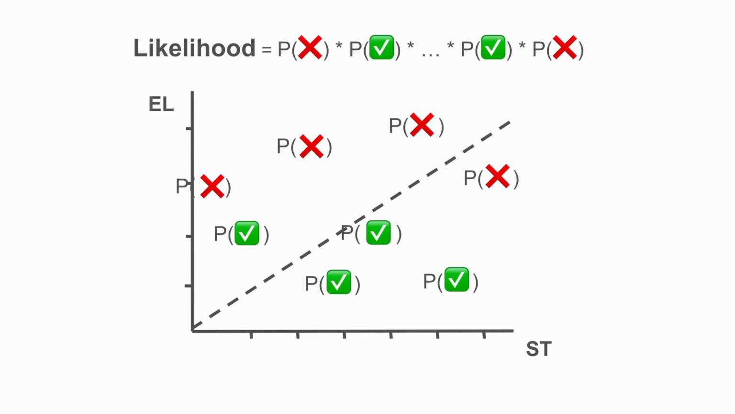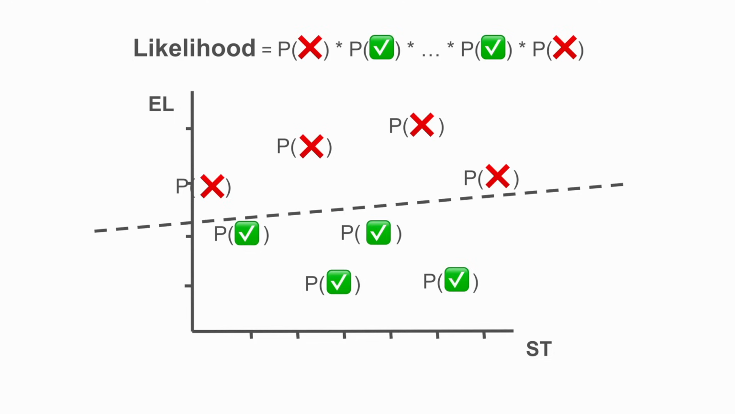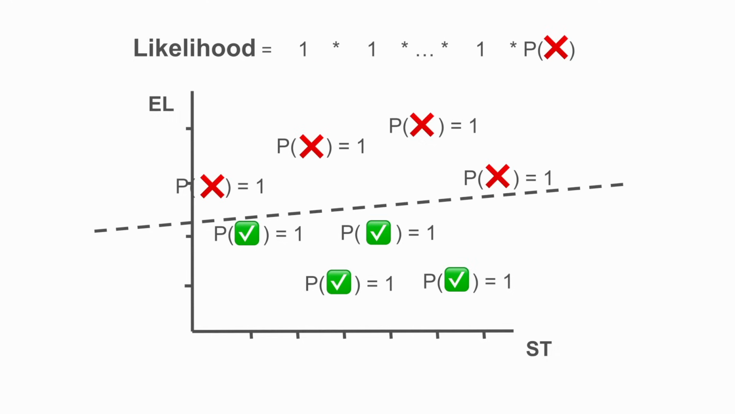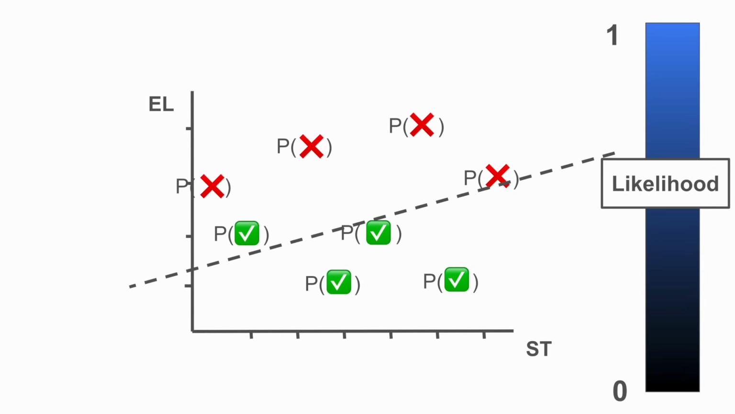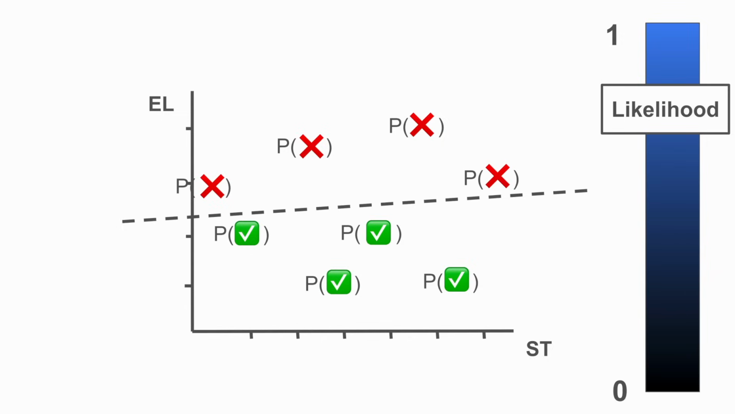If the threshold is positioned in such a way that all students that passed are assigned a probability of passing of 1, and all students that failed a probability of failing of 1, then the likelihood is 1 times 1 times 1, etc., which is just 1. Any other probabilities result in a smaller likelihood. The better the threshold is at distinguishing students that passed from those that failed, the closer the likelihood function is to 1.